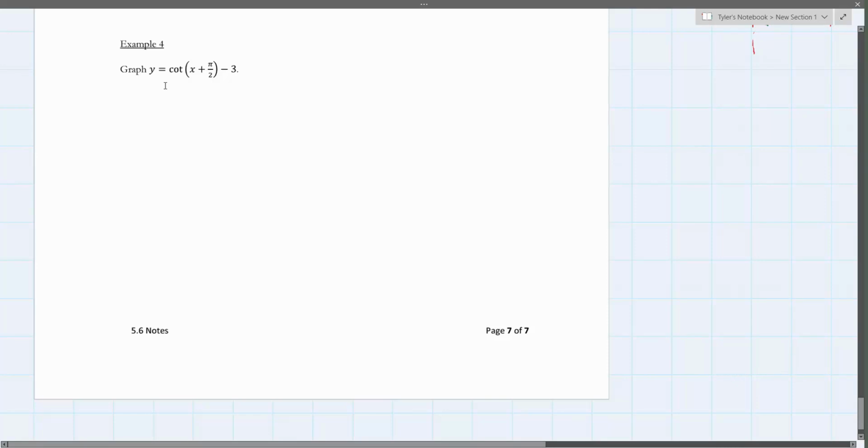Right. So first of all, cotangent is going to be in between 0 and pi. So we would have x plus pi over 2 in the center, right? Because that's what's inside the trig function. And then I want to solve for x, so I just need to subtract pi over 2 from both sides. So that's going to give me negative pi over 2 less than x less than pi over 2, right? So that's where my vertical asymptotes are going to lie.